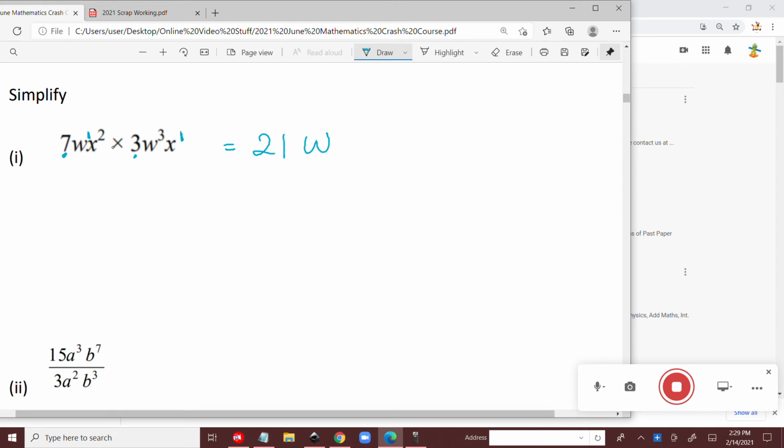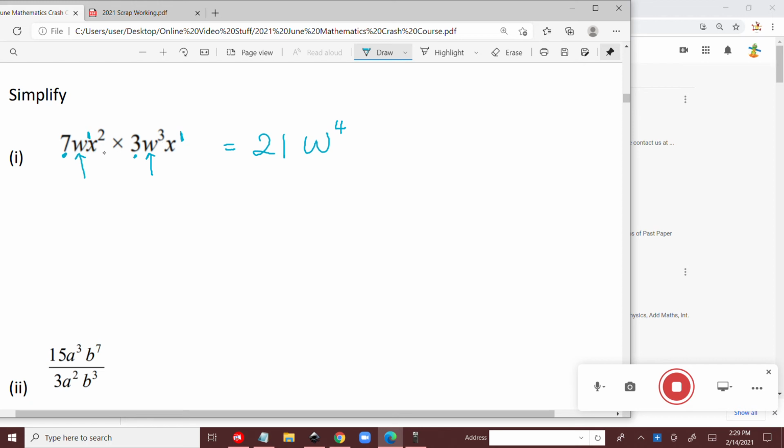When you're multiplying powers, you notice here is a w and here is a w. Because the bases are the same, you add the powers when multiplying. So 1 plus 3 is 4. Students make the mistake of multiplying the powers. They say 1 multiplied by 3 is 3. Multiplication means to add the powers.